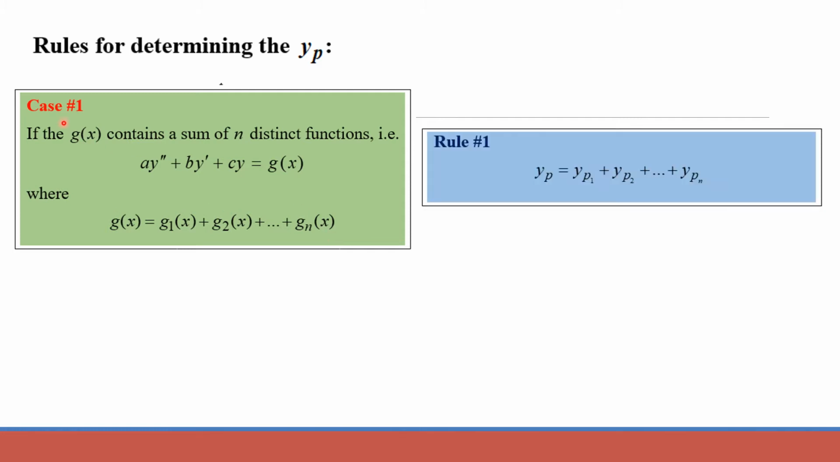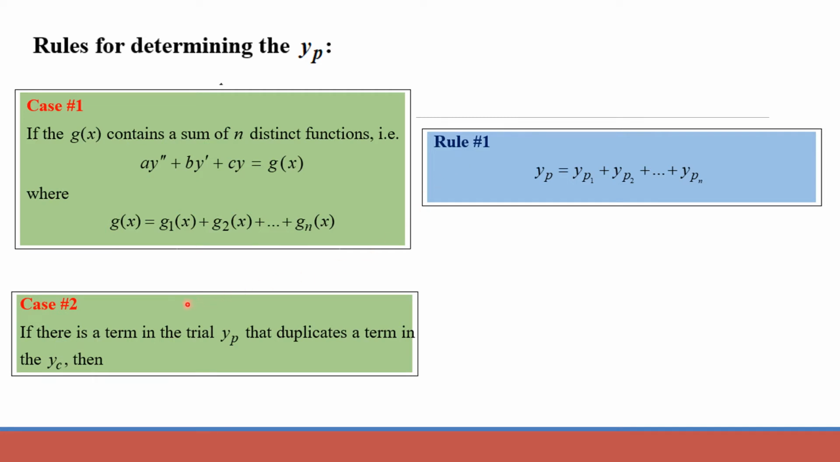So for case number 1, rule number 1 is this. yp will be the sum of yp1 plus yp2 plus some other terms in between plus ypn. So yp1 is the particular solution corresponding to the first function g1. The yp2 will be the particular solution corresponding to the function g2. And ypn will be the particular solution corresponding to the function gn. So this is case number 1, rule number 1.